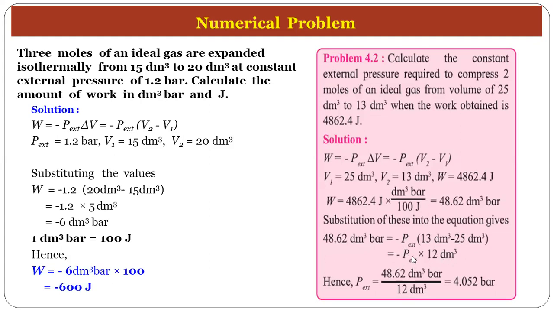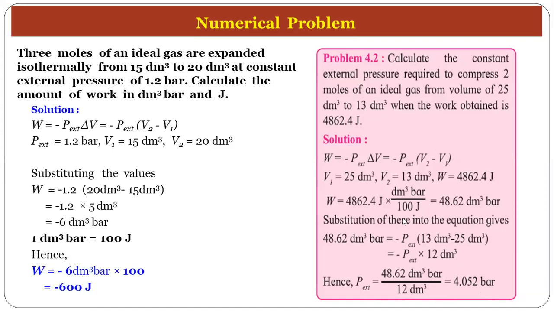By rearranging this equation, P external is kept as it is. So this 12 dm cube we have to divide to the left hand side. So P external is equal to 48.62 dm cube bar divided by 12 dm cube. This dm cube will be cancelled, and we will get the answer 4.052 bar. This is the external pressure. P external is calculated in bars.